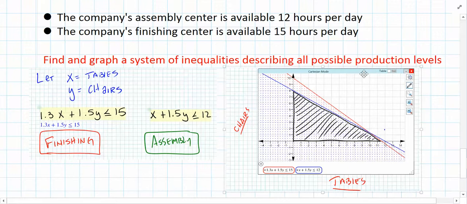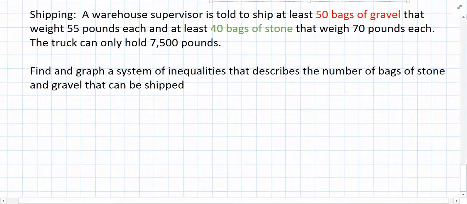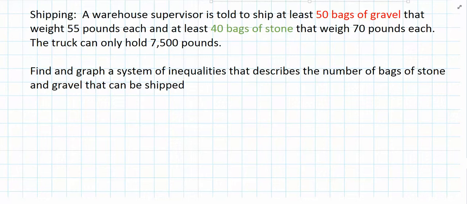Okay, good. Here's the next one I'd like to talk about. Here we go. It's the shipping problem. So right now, this is the fourth box. Let's read it quietly to yourself, and then we're going to do the same type of analysis.